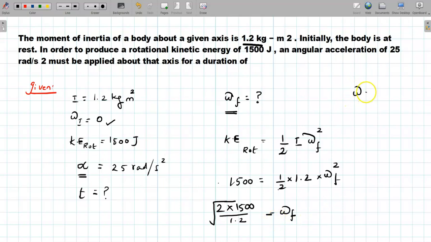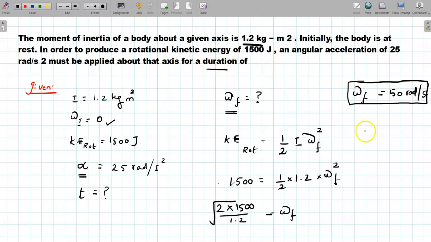If you solve, the omega final would be 50 radian per second. Now we found omega final. Now what are we going to find? The time, the duration we have to find.